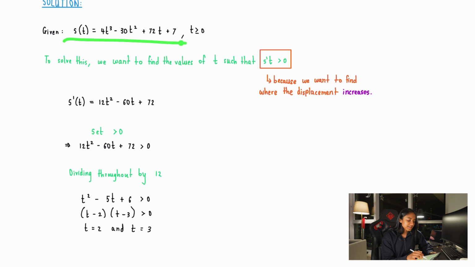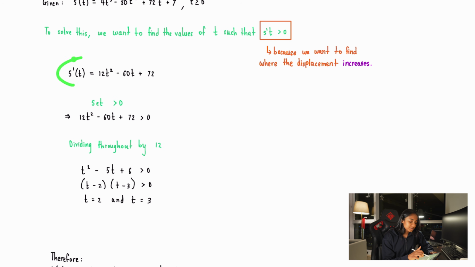So we're given the function s of t. What we are going to do is find the values of t such that the derivative is greater than 0. Why greater than 0? It is because we want to find where the displacement increases. So if we wanted to find where the displacement decreases, then we would use less than. Okay, so it would be negative. Now it is more than 0.